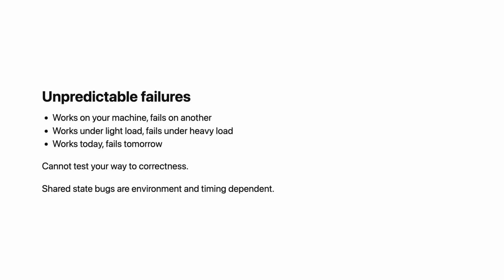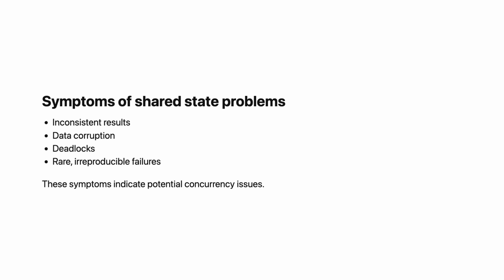You cannot test your way to correctness. A passing test does not prove absence of race conditions. You must reason about all possible interleavings. You must design for correctness, not just hope.